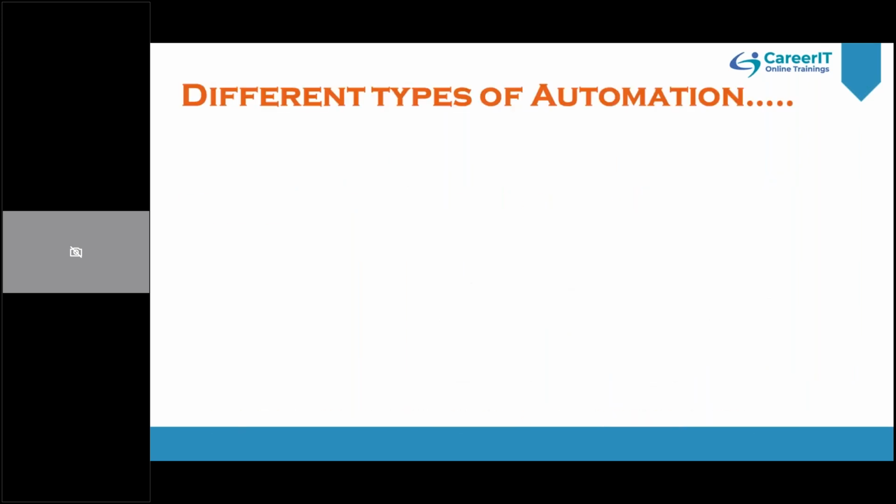Let's try to understand what the different types of automation in the industry are. There are basically two types. We can broadly categorize automation into two things. One is traditional automation or functional automation, and the other one is process automation. Okay, let's get into the details.